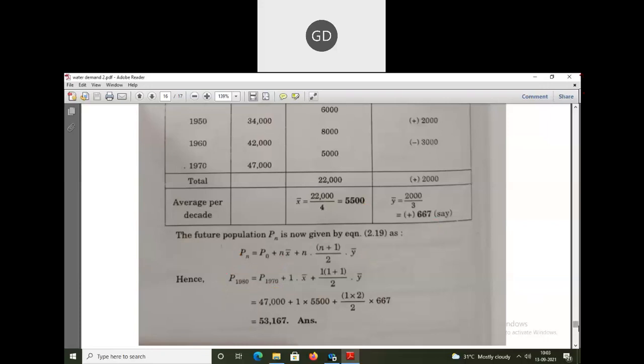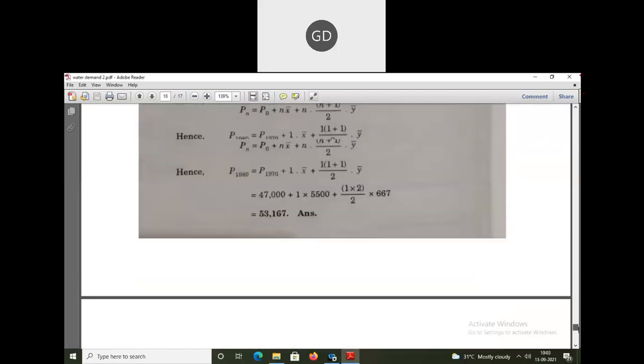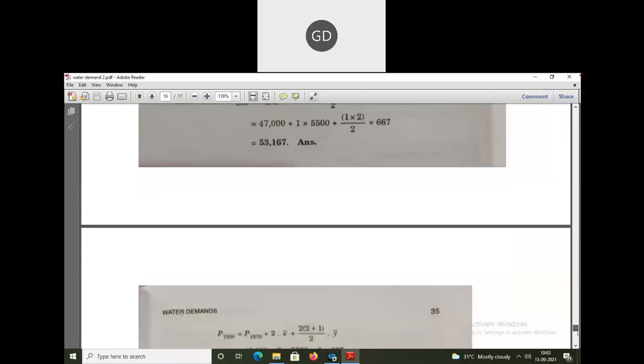These are not very tough numericals, they are very easy. You just have to learn the formulas and remember the tables. So for these three methods, please solve them at home for more clarification.